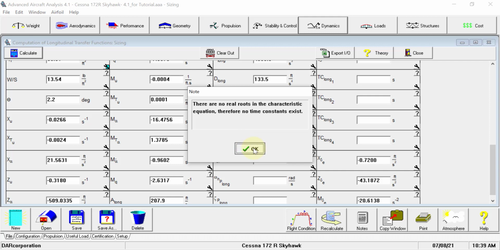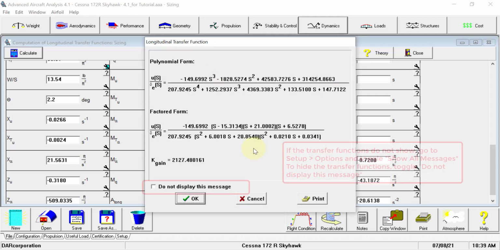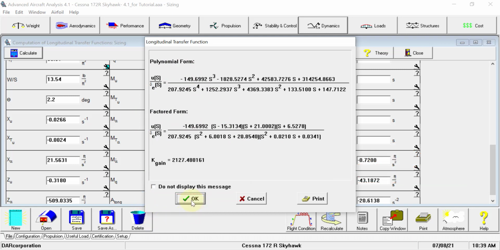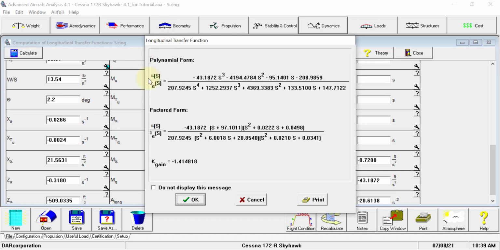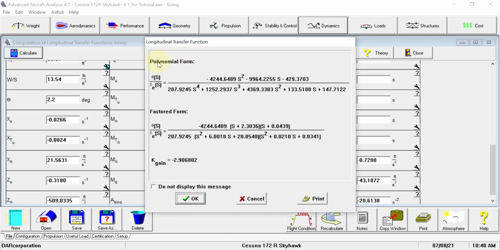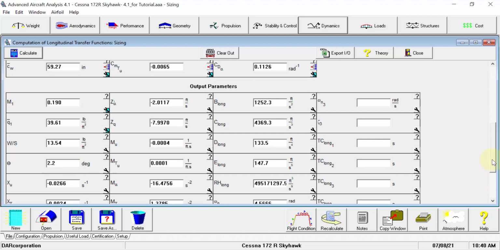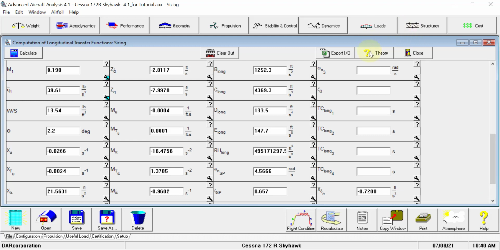Then if you hit OK, you'll see that the transfer functions actually will show up. Here's the transfer function of speed with respect to the elevator deflection in polynomial form and in factored form. If you hit OK, you can see the transfer function with respect to the angle of attack and the elevator deflection. And the last one is the pitch versus elevator deflection. You also see that even though all the inputs are present, there's still some output left undefined. And that is also explained in the theory.